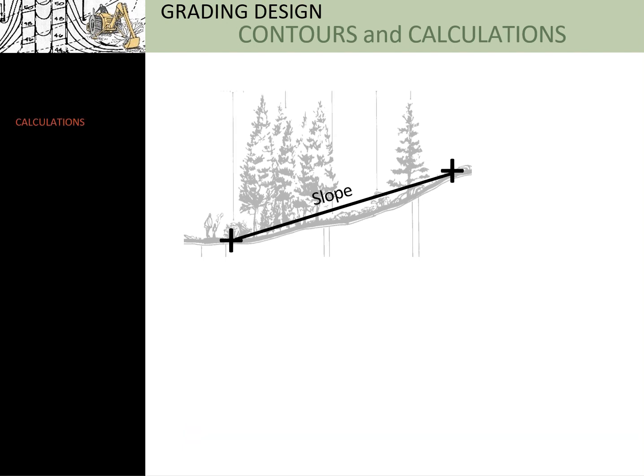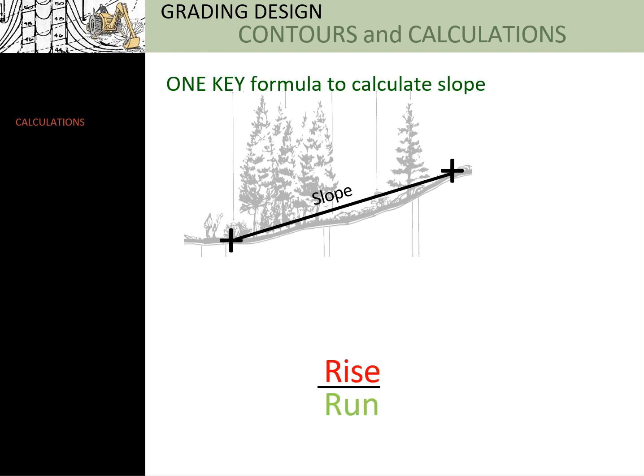To calculate slope, we simplify a surface into a line between two spots, and there's only one key formula to remember, which is raise over run. Raise divided by run. Raise refers to the vertical difference between the two spots, shortened to V. It can be calculated by subtracting their spot elevations.